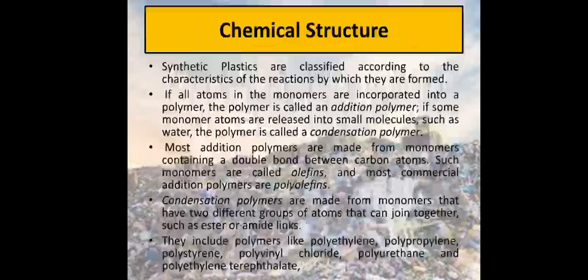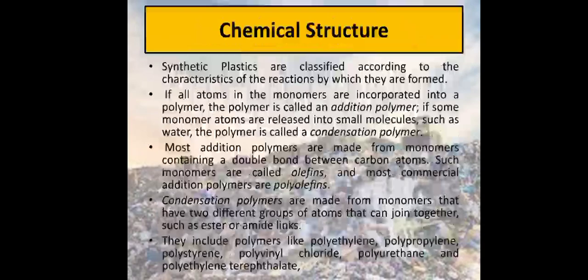If some monomer atoms are released as small molecules such as water, the polymer is called a condensation polymer. Whenever the complete monomer units get joined to form the polymer, it is called an addition polymer. If some of the components within the monomer unit get released, then it is called a condensation polymer.